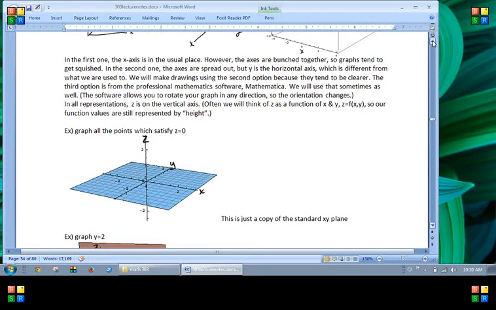Where else could you have a copy of the standard xy plane? Anywhere else. At z equals 1, z equals 2, z equals 3. Think of z equals 3 as like the ground on the third floor. Spatially. Okay? So next, what about the graph y equals 2? What does the graph of y equals 2 look like?